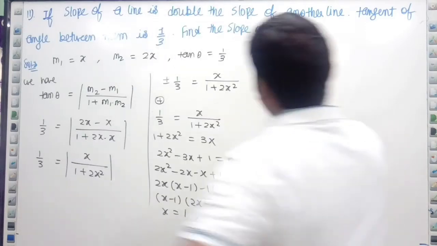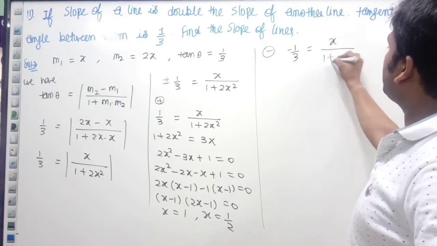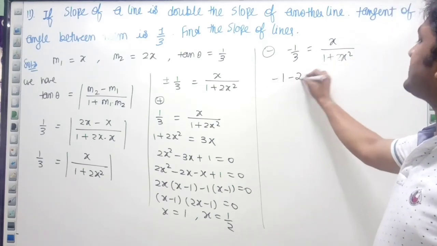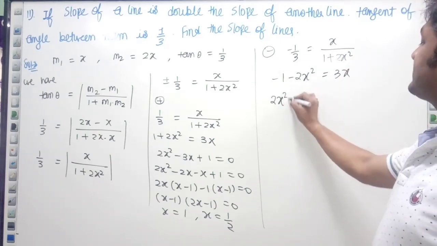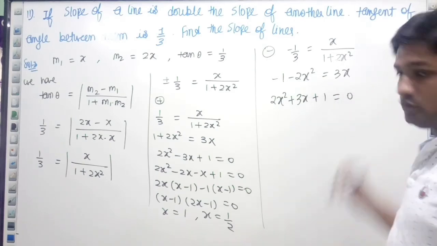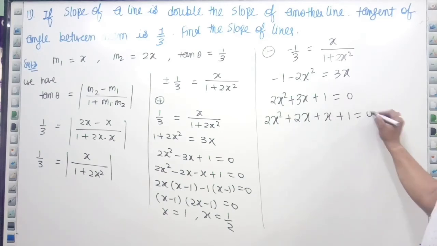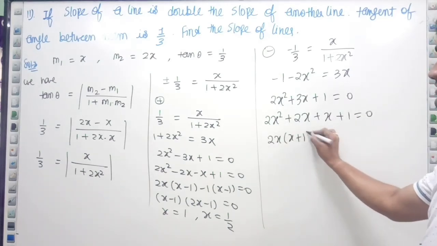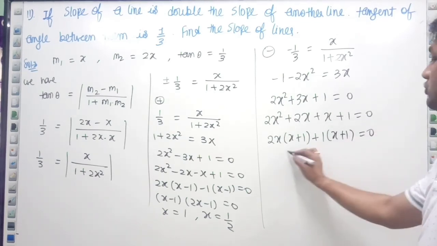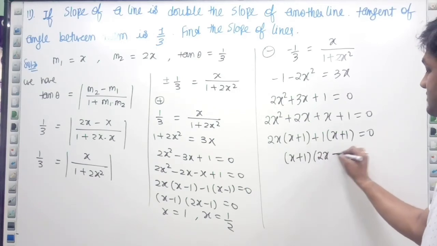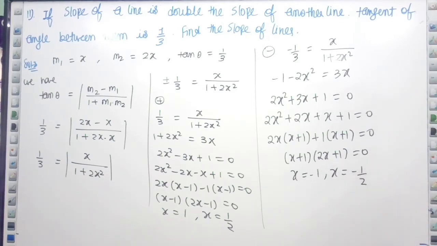Right? Now if I take the negative sign, it will be minus 1 by 3 equal to x upon 1 plus 2x square. Minus 1 minus 2x square equal to 3x. So if I take all the terms on the right hand side, 2x square plus 3x plus 1 equal to 0. Now here I can write 2x square plus 2x plus x plus 1 equal to 0. 2x into x plus 1 and plus 1 into x plus 1 equal to 0. So x plus 1 into 2x plus 1 equal to 0. x equal to minus 1, x equal to minus 1 by 2.